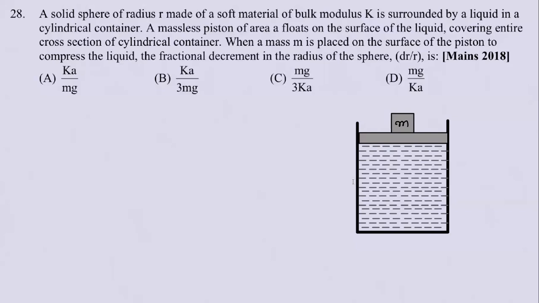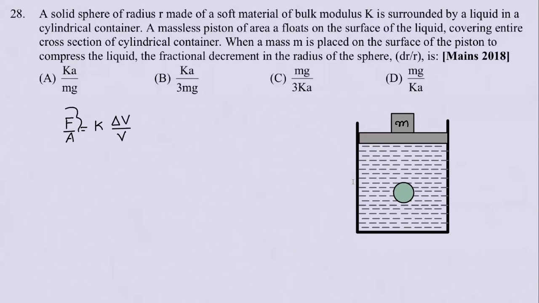Now what happens? A solid sphere of radius r is there inside. When mass m is placed, before and after this, what happens? Very simple. It is not changing its position. So the pressure won't increase or decrease because of depth. But by adding mass, you are increasing pressure there. That's the key idea. The formula is F by A is equal to bulk modulus K into delta V by V.